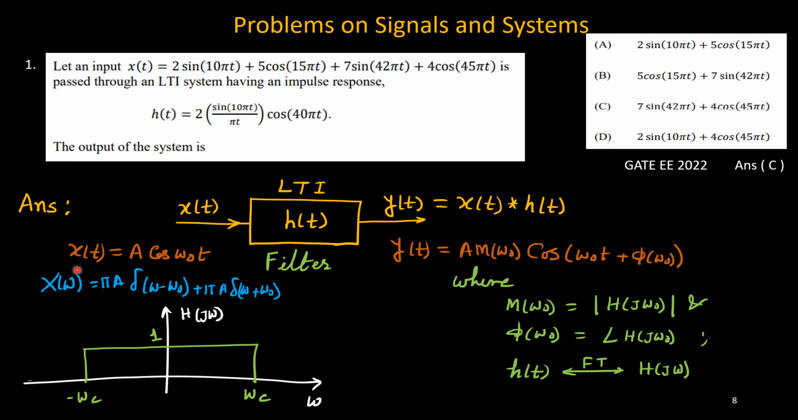Now this x(t), A cos ω0t, if I take the Fourier transform, it will contain two impulses because cos ω0t has a single frequency ω0. The two impulses are at ω equal to ω0, that is δ(ω − ω0), and another at ω equal to −ω0, that is δ(ω + ω0). I have discussed this Fourier transform in detail in one of my recent videos.